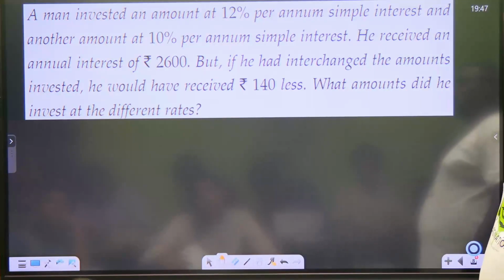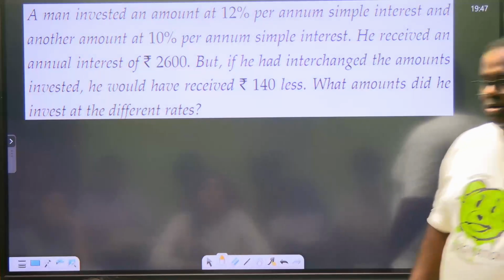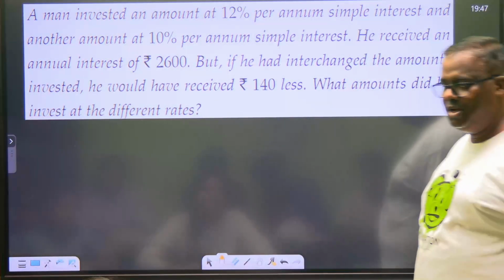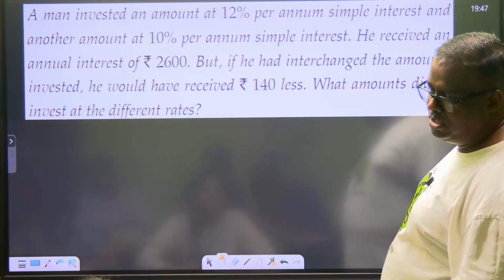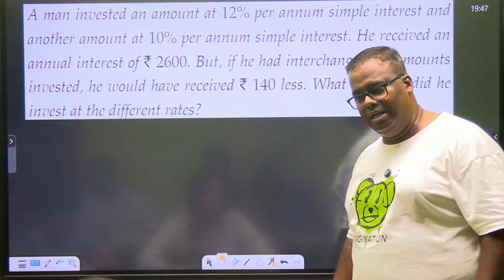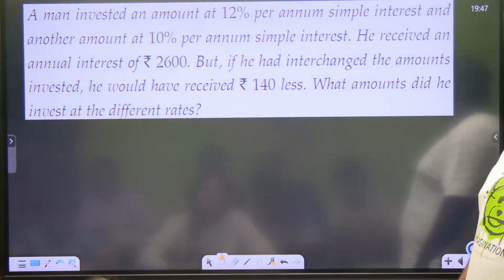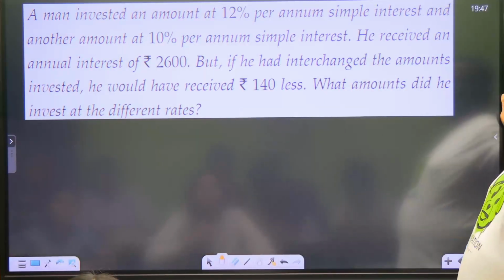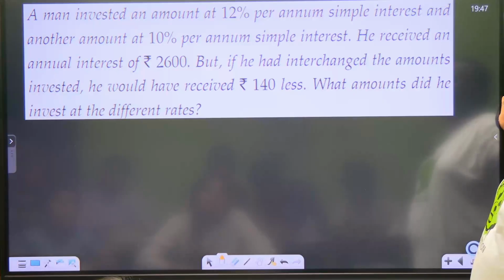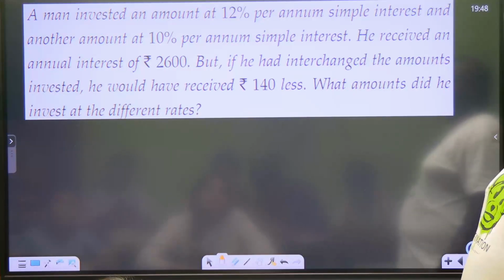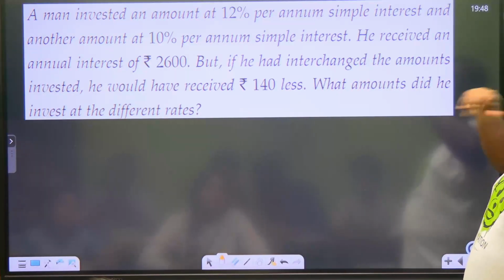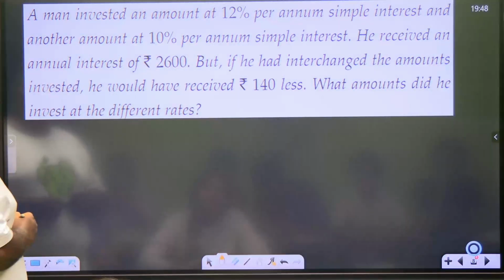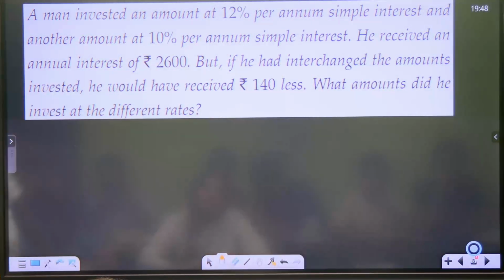Okay, this was compound interest, simple interest. Simple interest is PRT by 100. Compound interest amount equals P into 1 plus R by 100 to the power N. So a man invested an amount at 12% simple interest. What amounts did he invest at different rates? All right. All are simple interest, so do not worry.